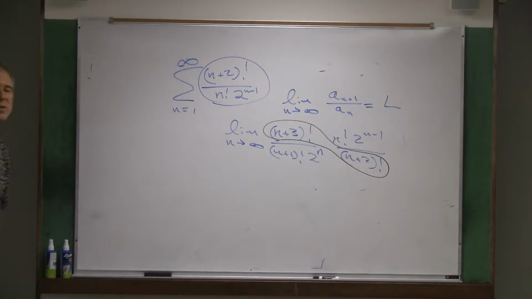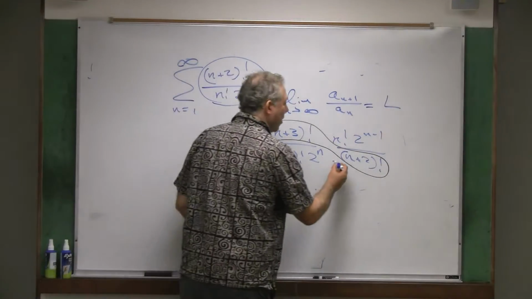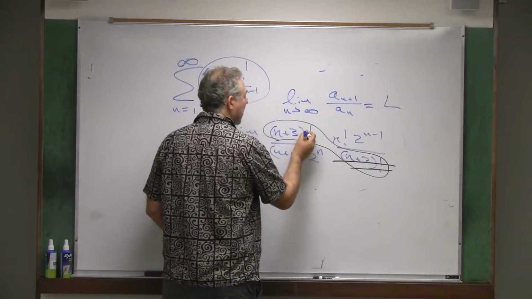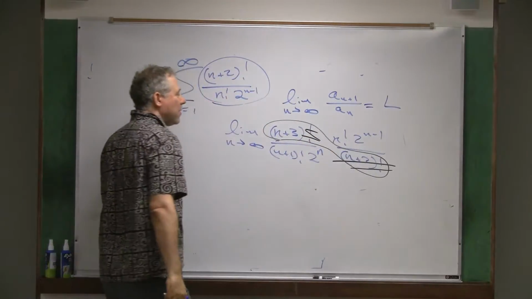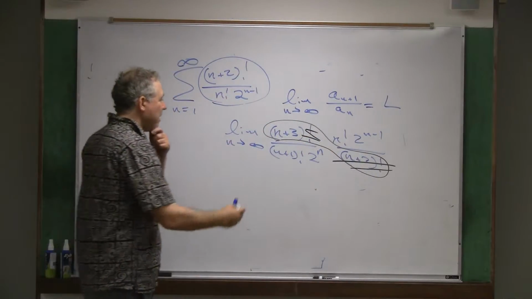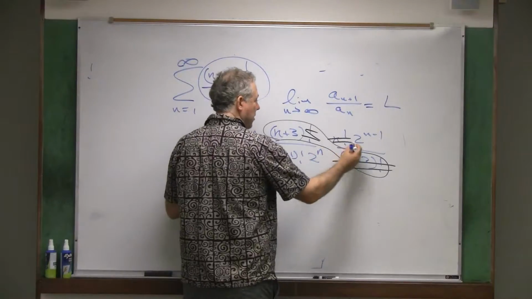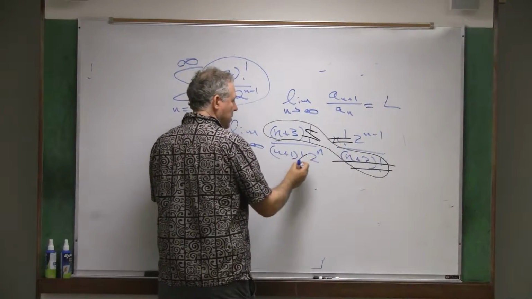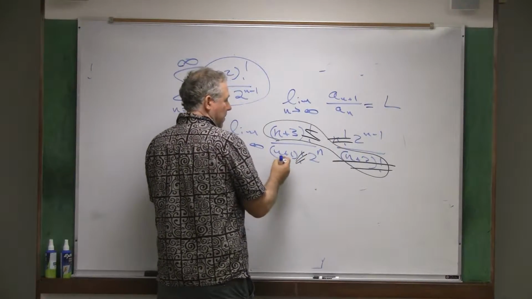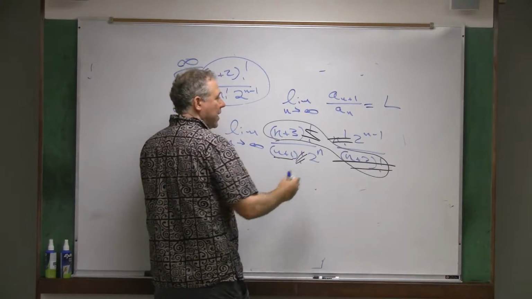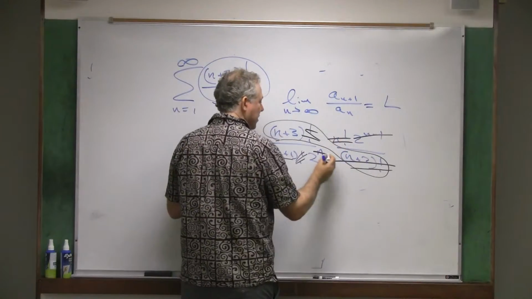What's the cancellation? n plus 2 factorial with the other factorial. Yeah, so just have n plus 3 left. So all of this goes, and then that goes. Okay, so you just have n plus 3, and then same thing here, all of this goes, but just the n plus 1 remains. And then all of this goes, and then just the 2.